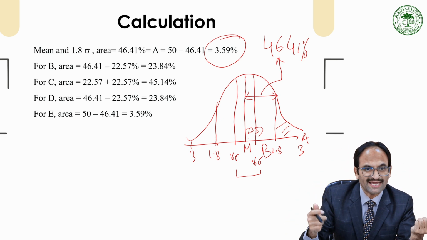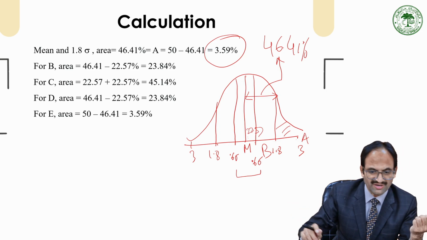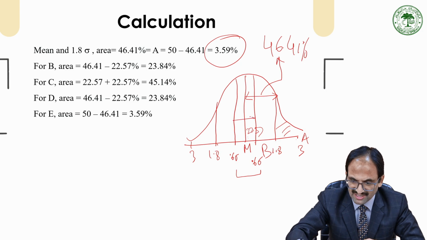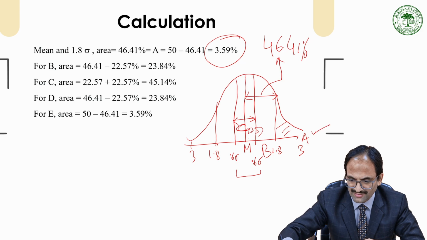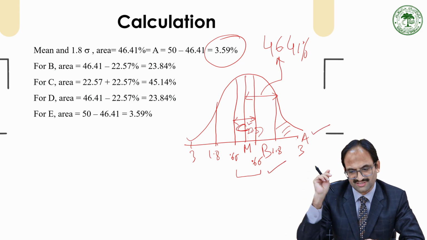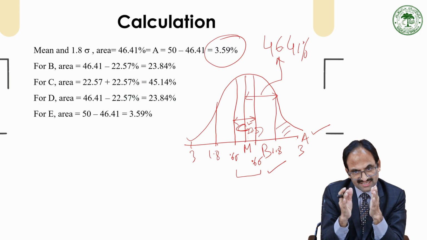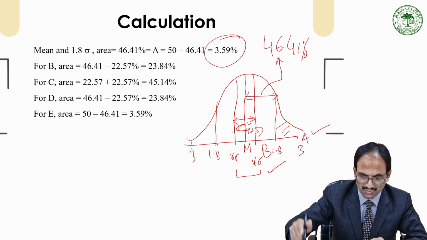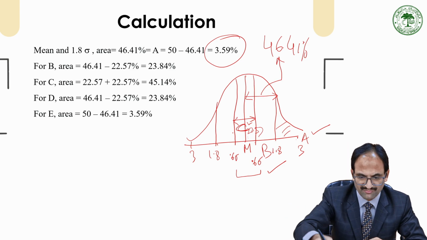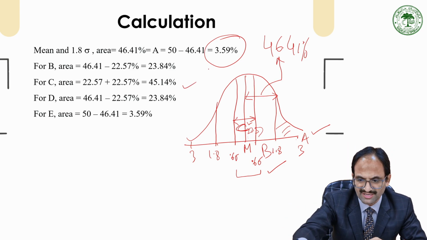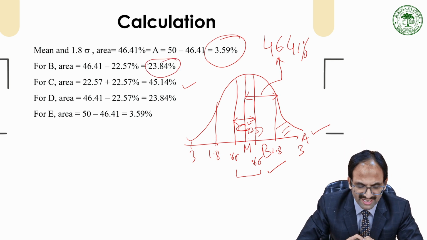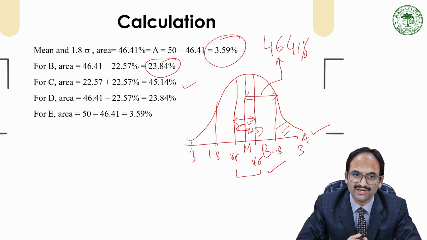For C, area is equal to 22.57 plus 22.57, and why have we done it? Because we are required to find out this. So, this is C. So, A, B and this is C. C case is different. Here instead of subtracting, we have to add, because these two smaller groups are there and we will combine them. So, finally, you will get 45.14. So, for A it is 3.59, for B it is 23.84, for C it is 45.14.